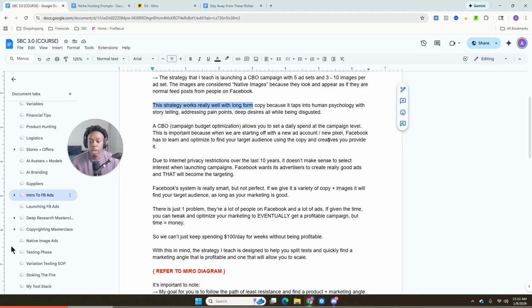We do one CBO and keep all the data in that CBO campaign, setting the daily spend at the campaign level. This is important because we're starting off with a new ad account, new pixel, and Facebook has to learn and optimize to find your target audience using the copy and creatives you provided.